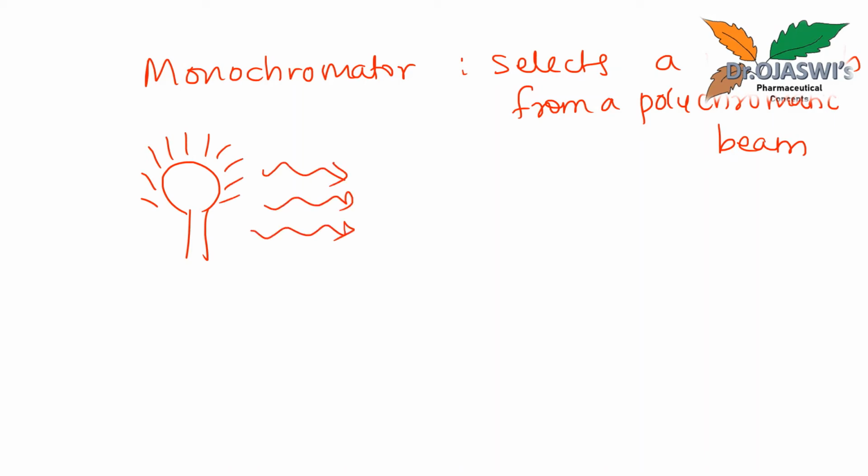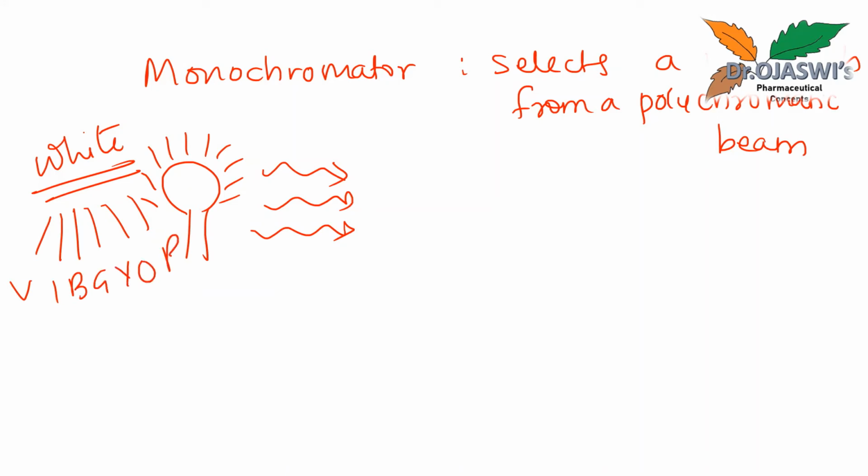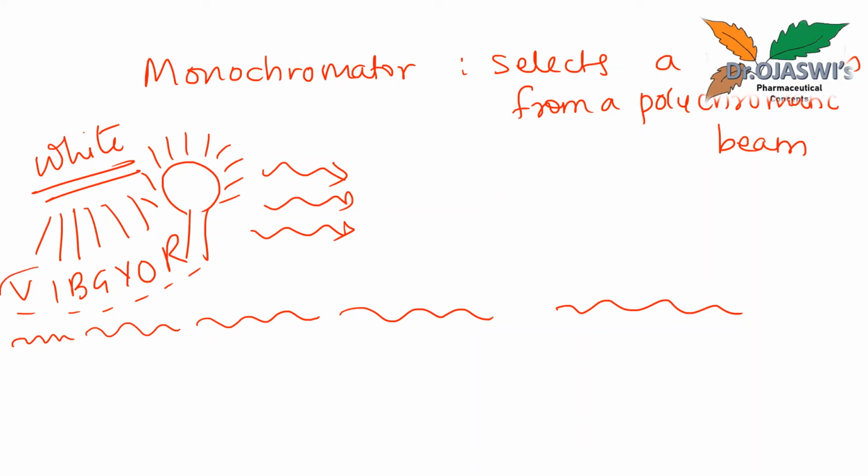Suppose we consider a white light. This white light is made up of VIBGYOR, all the different types of wavelengths. These all have different wavelengths; the wavelength is increasing more and more. This white light is a mixture of all these wavelengths. Now from these wavelengths, suppose for my experiment I want only a single wavelength, for example a wavelength of 423 nanometers.